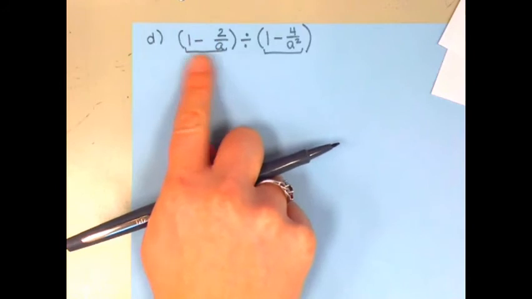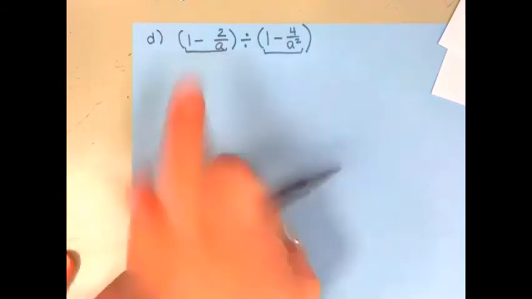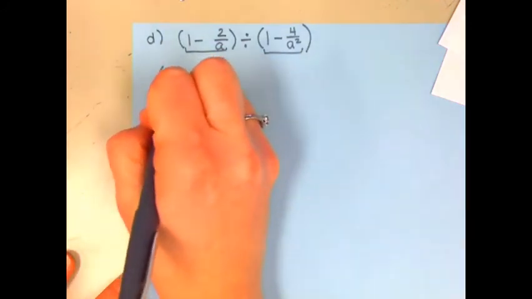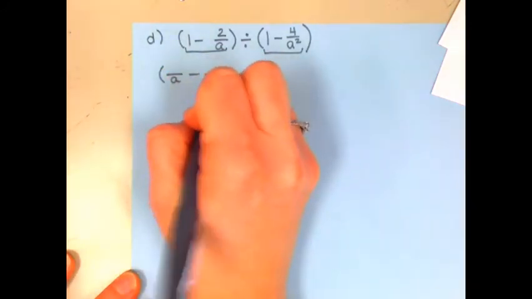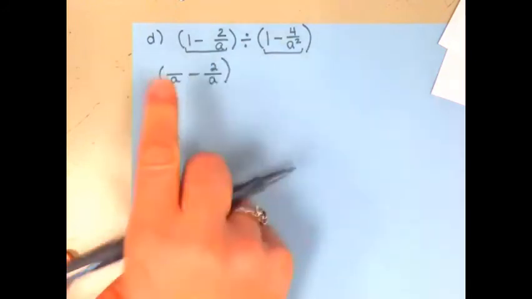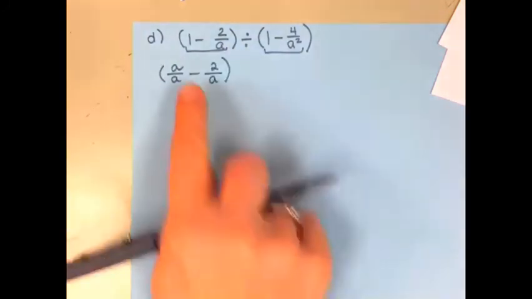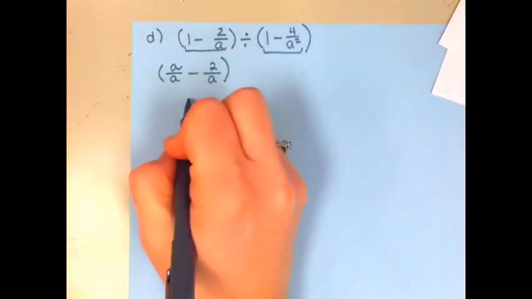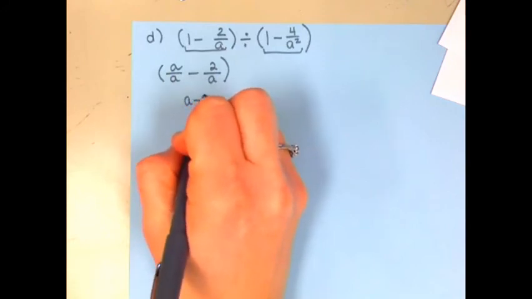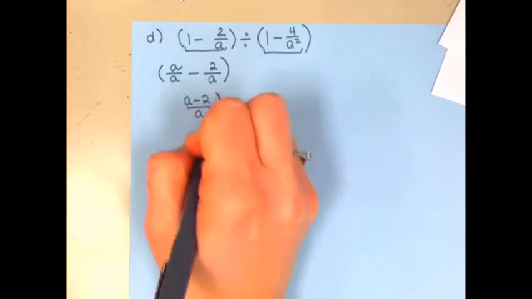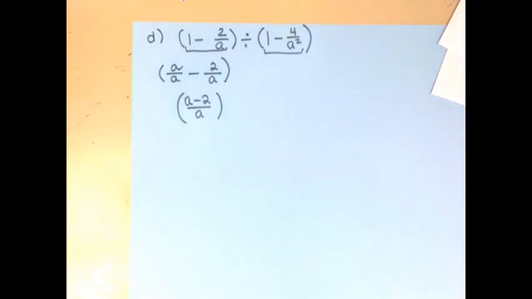What is my common denominator between 1 and 2 over A? A, right? So let's make these over A. The nice thing, 2 over A stays 2 over A. What does 1 become? Isn't that A over A? Yeah. So now, what's A minus 2? A minus 2 over A. You guys okay with that?